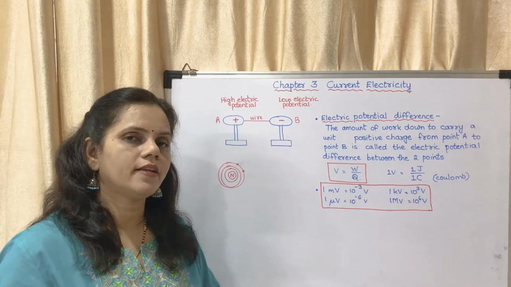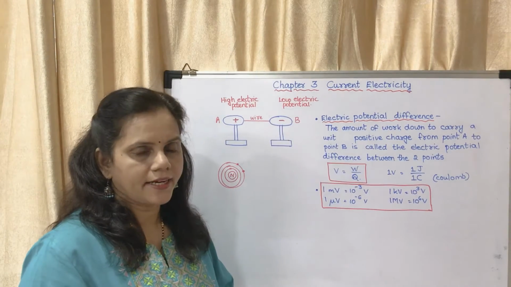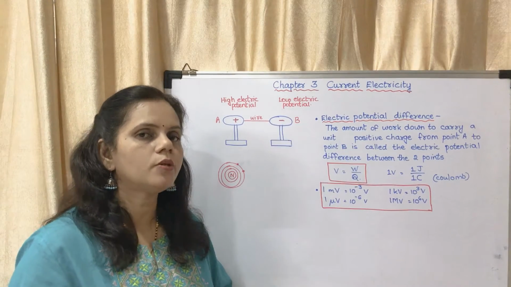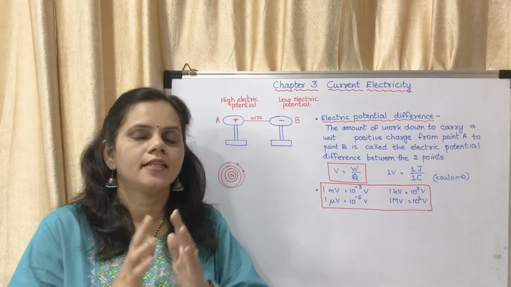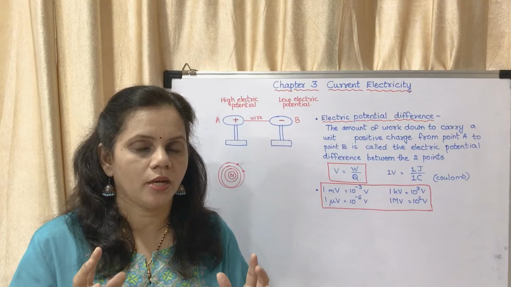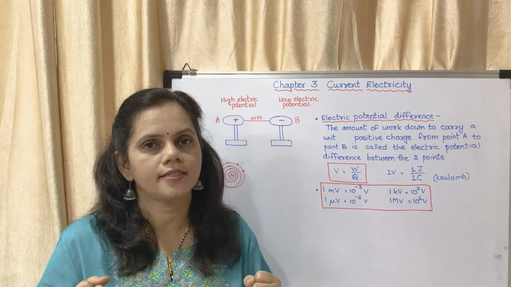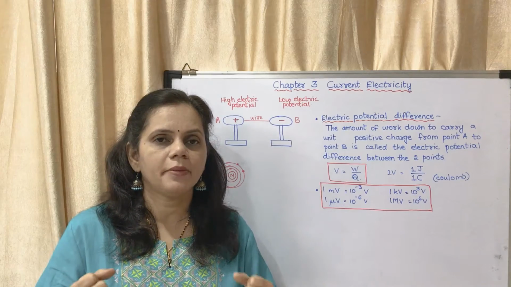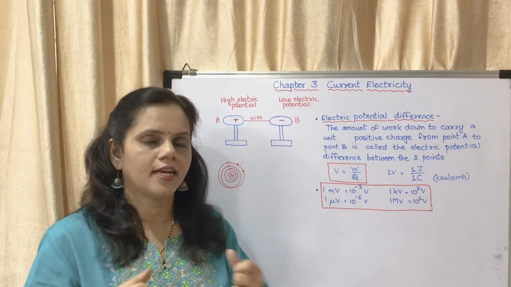In which direction will the current flow? The current will flow from positive to negative, that is from higher potential to lower potential. So basically you should understand there is an electric potential. Potential, what do you mean by potential? It is the capacity, it is the ability. Okay, the ability which this has, this is having more ability. This is having less ability.